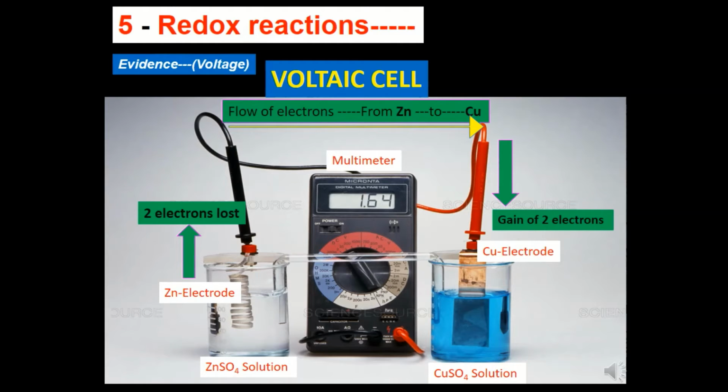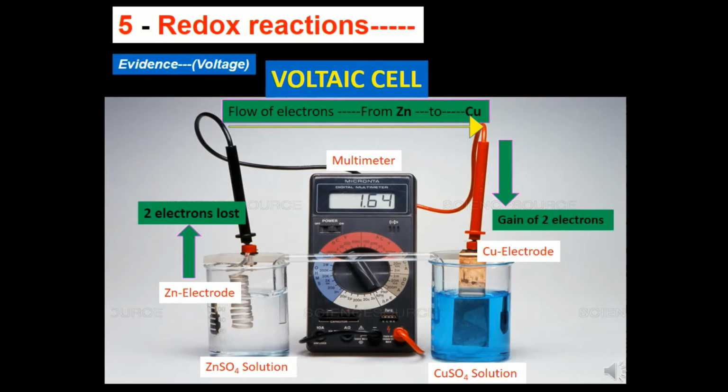And then there's one more thing here. This is called a salt bridge. Look at this, it is a hollow tube with some solution in it. It will not let your reaction stop. It will continue the reaction. This is called a salt bridge. Now come again to the left side beaker. We have a transparent solution and a zinc electrode. Zinc will go into the solution and it will lose 2 electrons.